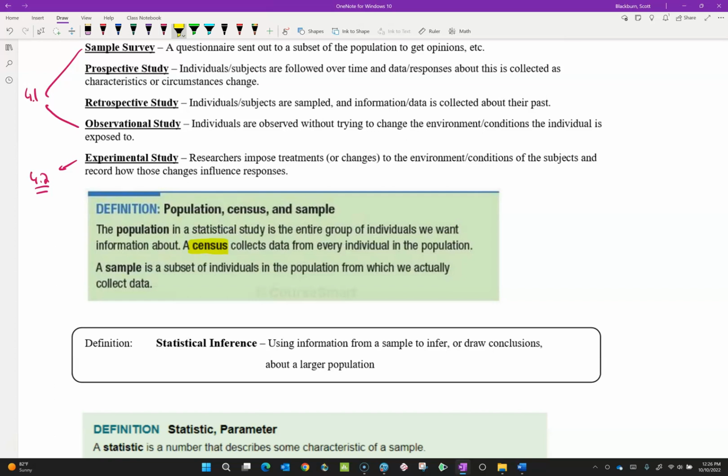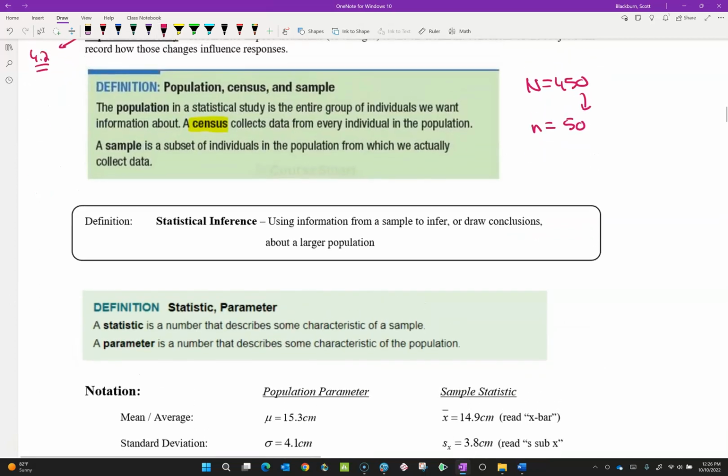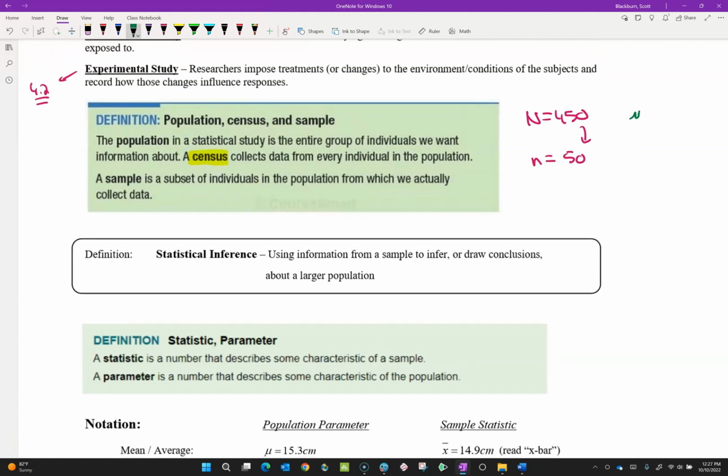And then a sample is a subset of the individuals from the population that we want data from. So maybe we have 450 kids at our school and we're going to take a sample of 50 kids. That's a subset. Statistical inference is using information from a sample to infer or draw conclusions about the larger population. Statistics is quite literally this: if the true mean word length in that passage is 4.9 and I get a sample mean of 5.3, the 4.9 is unknown.